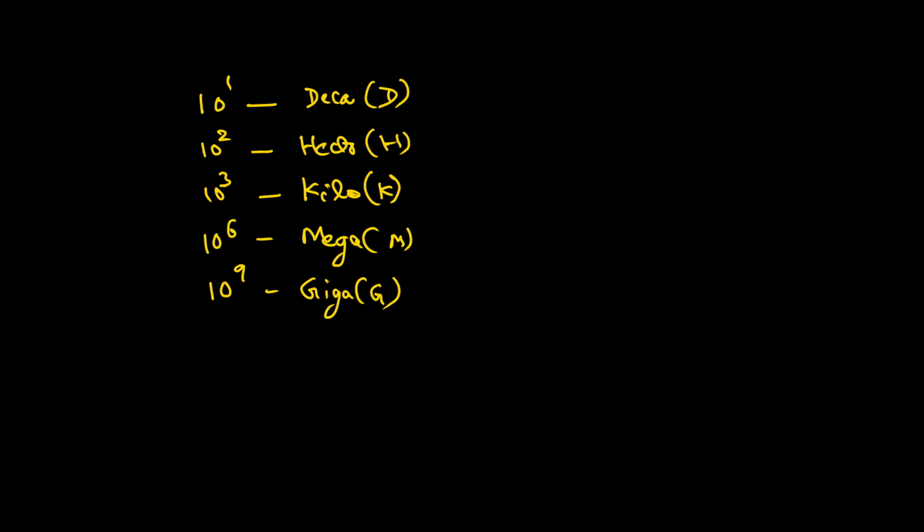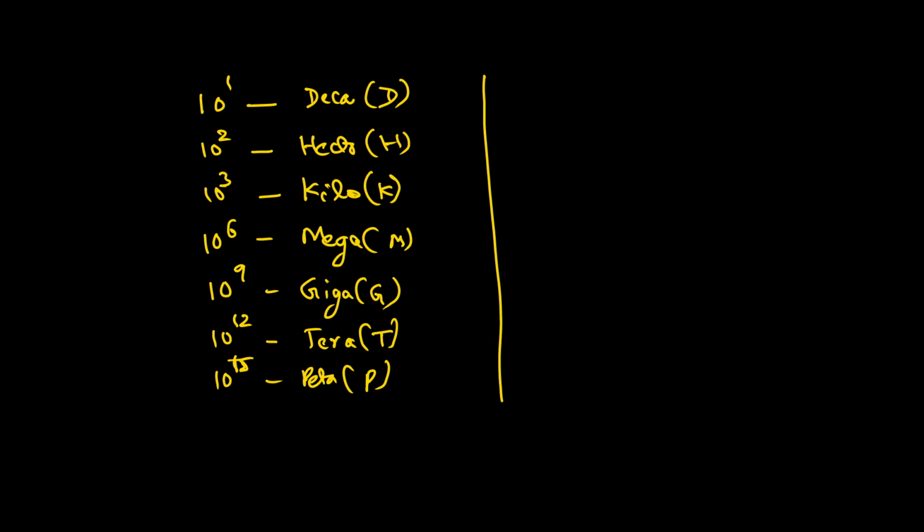Similarly we can write 10 to the power of 12. 10 to the power of 12 is tera, which is denoted by T, and one more is 10 to the power of 15. 10 to the power of 15 is peta, denoted by capital P. Similarly, we can write some other values. Up to peta is enough for our subject.